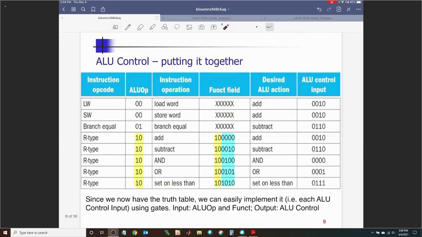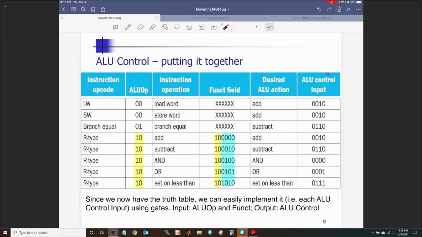You see that? So if your function field is 100000, you look at the first 2, you know that it's an R-type instruction, and the remaining bits will tell you exactly what the desired ALU action is.